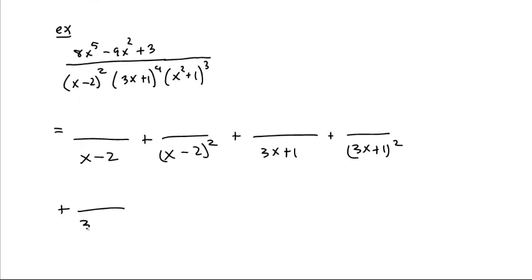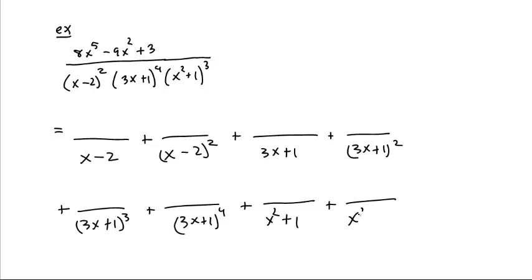plus something over 3x plus 1 cubed plus something over 3x plus 1 to the 4th plus something over x squared plus 1 plus something over x squared plus 1 squared plus something over x squared plus 1 cubed. And we need general things.